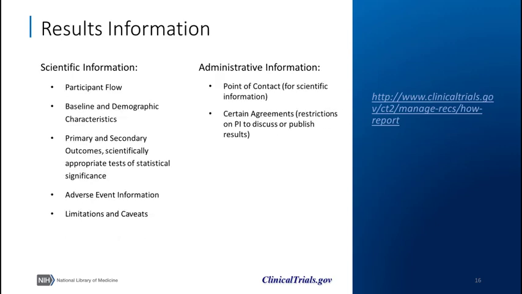The Results section of the record captures two types of information, scientific and administrative. The scientific modules of the Results section include participant flow, baseline and demographic characteristics, outcome measures, including pre-specified primary and secondary outcomes and scientifically appropriate tests of statistical significance, adverse events information, and limitations and caveats. The administrative modules capture the results point of contact for the study, as well as any restrictions on the principal investigator that impact his or her ability to discuss or publish study results.